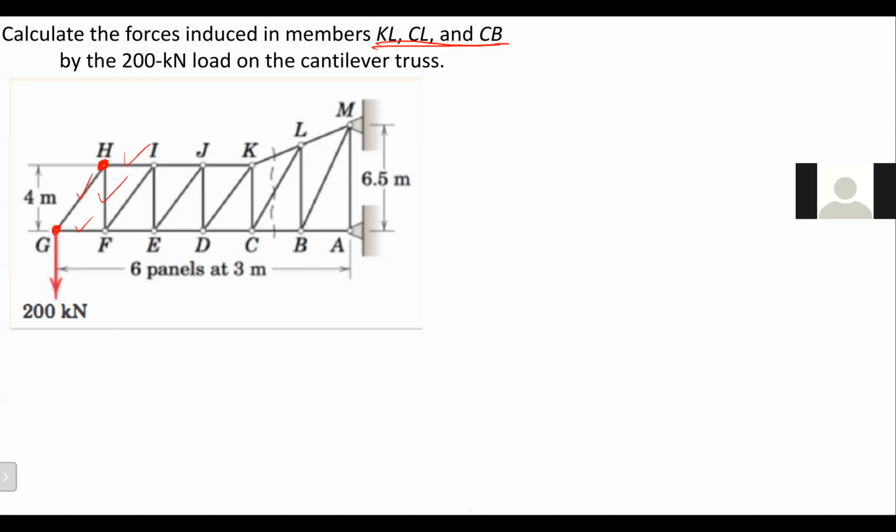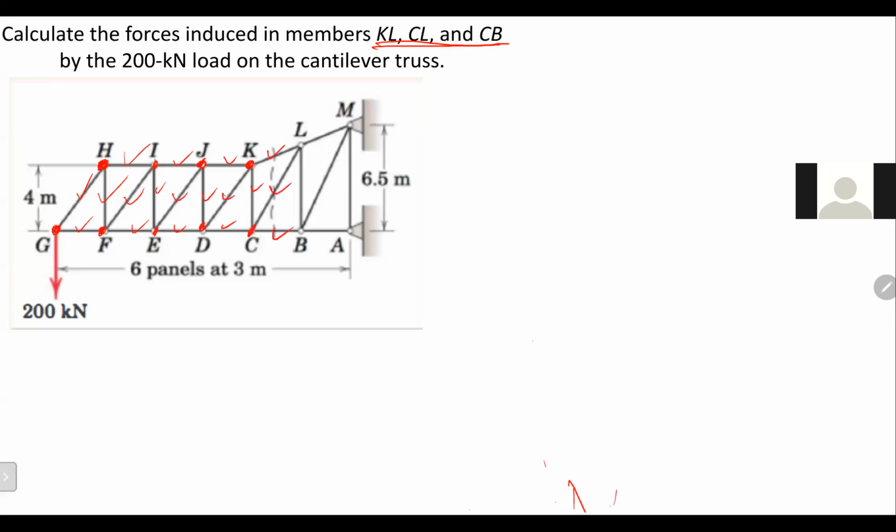Then after that, F, solving for this and this. Then after that, going for I, solving for this and this. Then E, this. Then G, this and this. Then D, this and this. Then K, we can solve for this and this. Then C, this and this.